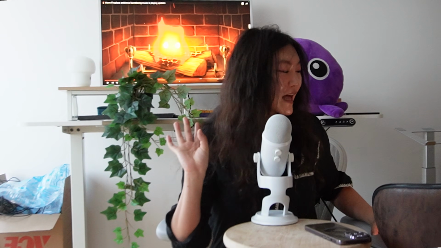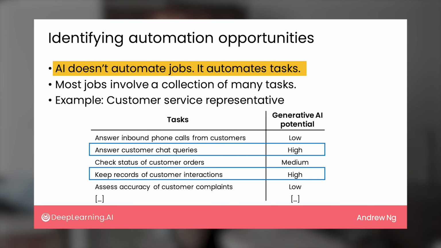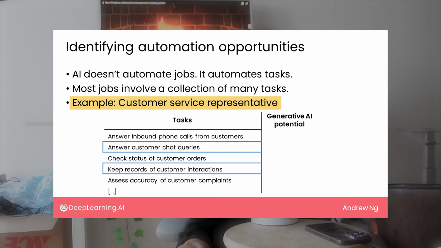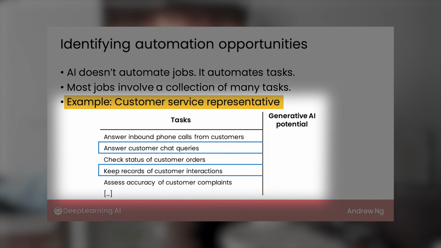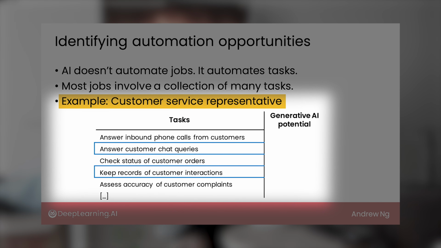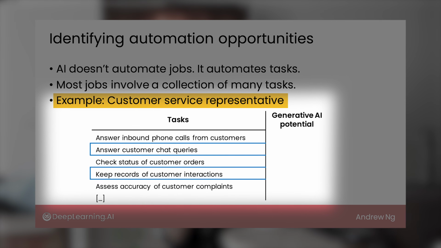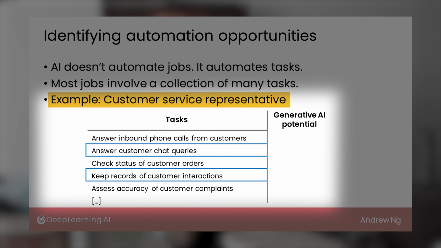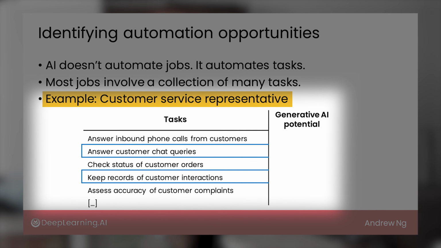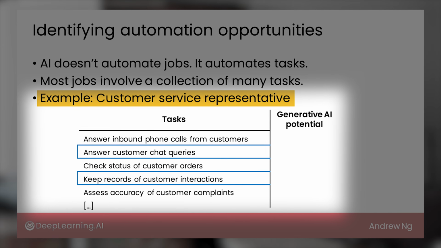I really like that the course also addresses the idea of augmentation and automation of jobs. The argument presented is that AI doesn't automate jobs, it automates tasks. So how do we identify automation opportunities? When you think of a job, it's actually made up of a lot of different tasks. If you're a customer service representative, your tasks can include answering inbound phone calls from customers. It can include answering customer chat queries, checking status of customer orders, keeping records of customer interactions, etc.